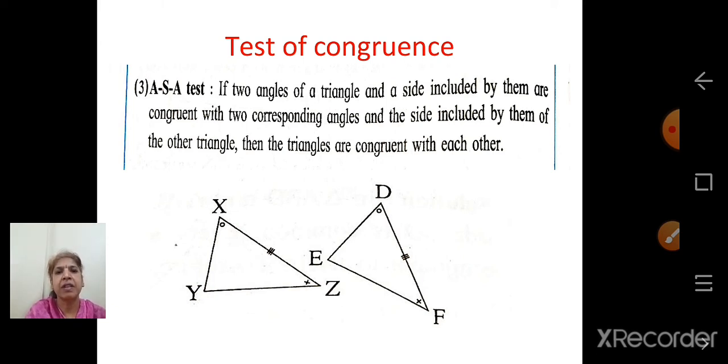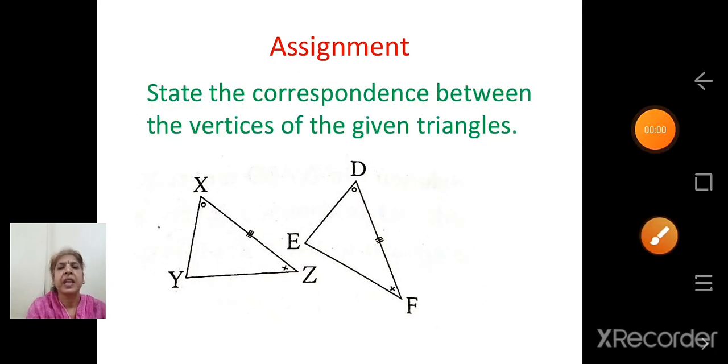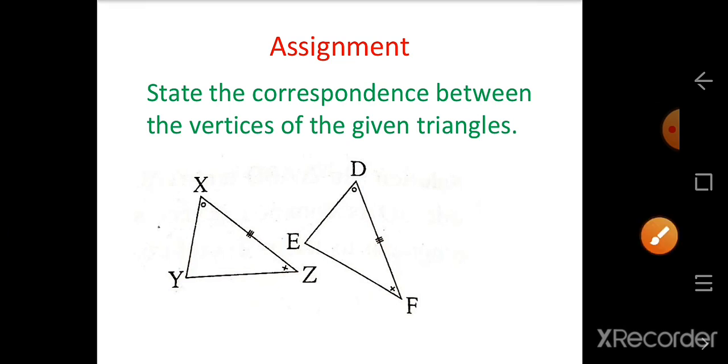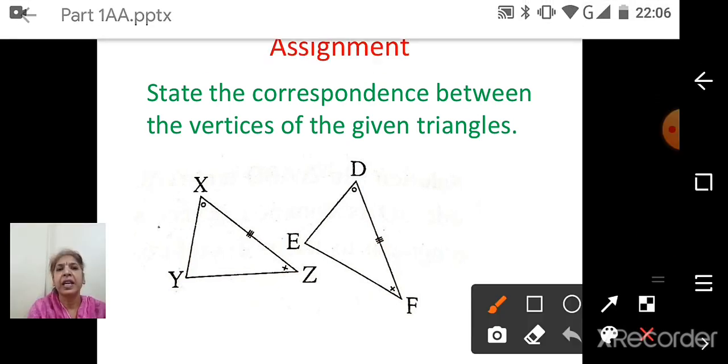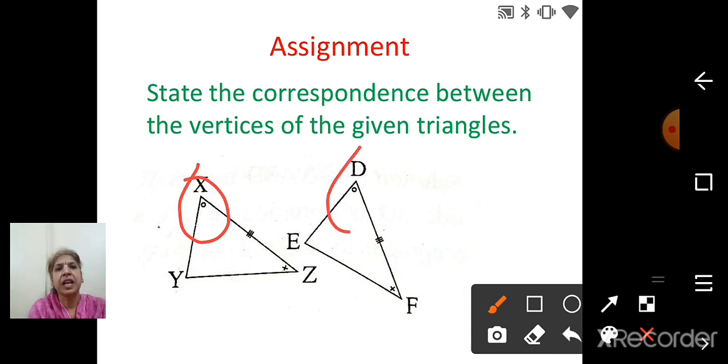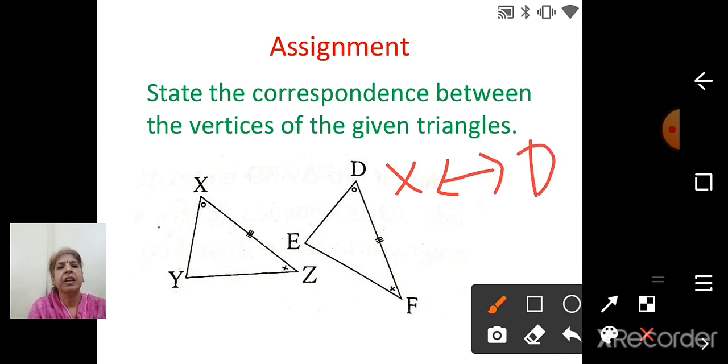Remaining tests will continue in the next session. This is an assignment question. State the correspondence between the vertices of the given triangles. So you have to mention the correspondence between the vertices. Observe the figures properly, and you will find that the identical marking of X and D are the same. It means X corresponds to D.